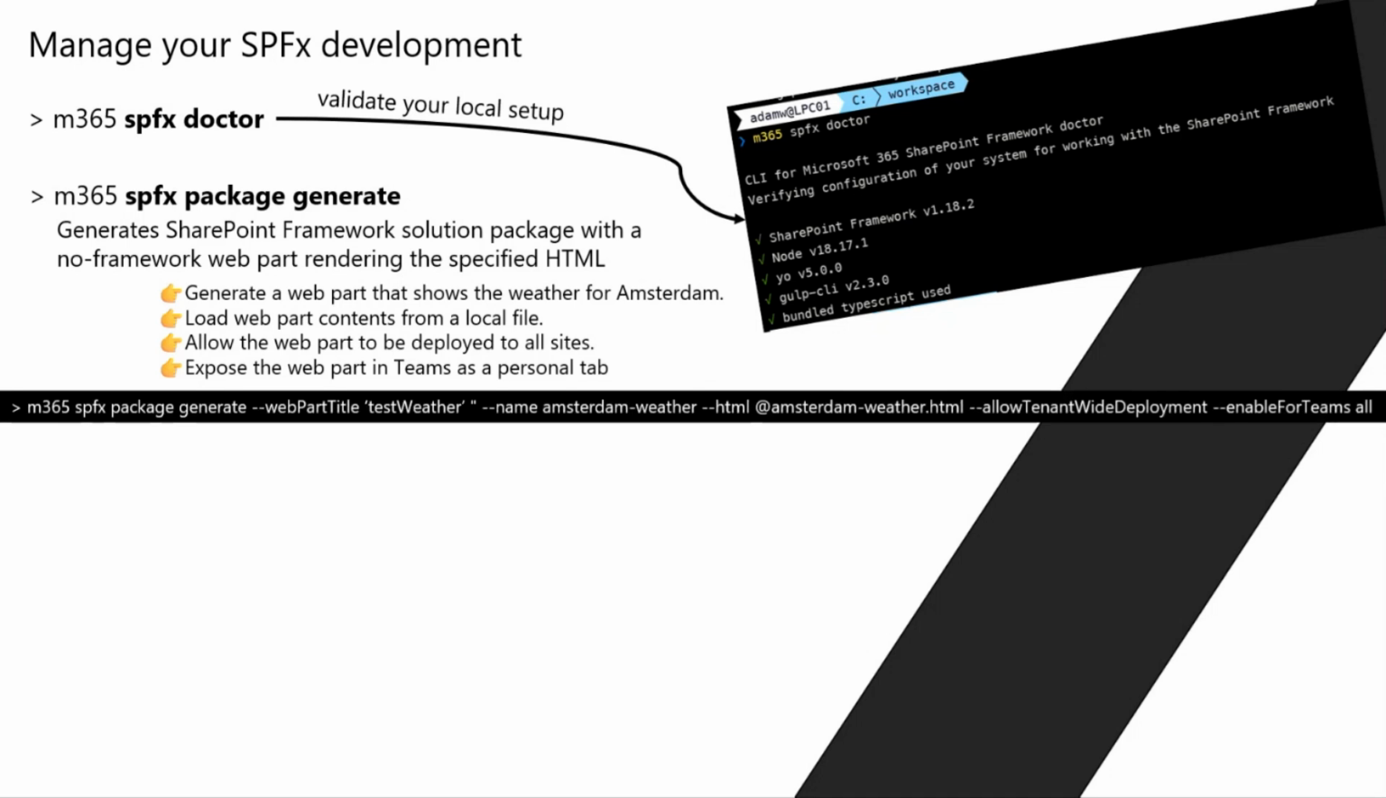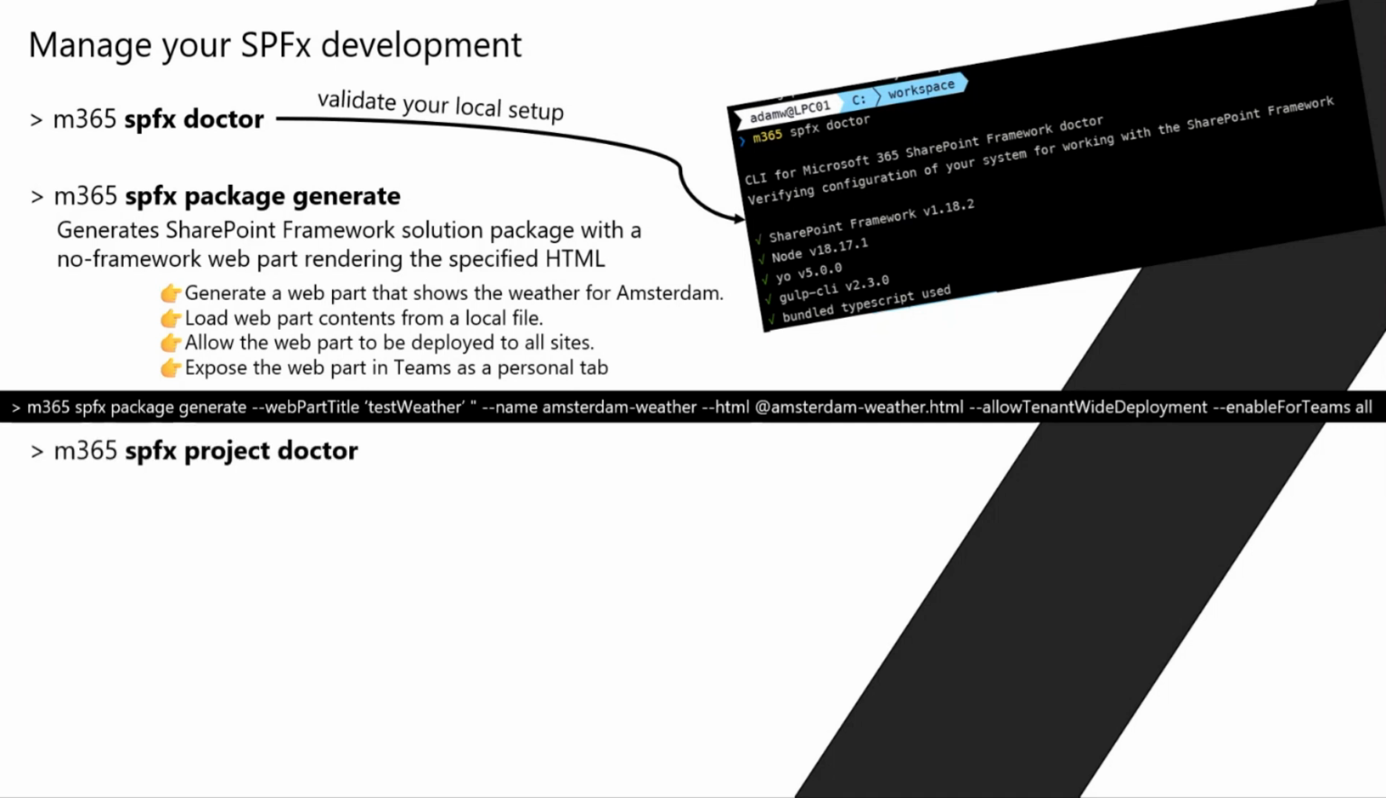Well, with the CLI, you can do it in a single line. Yeah, in a single line, and this is actually the line where you inject the HTML in the HTML option from a separate file, and you just press allow tenant-wide deployment and enable it for Teams. And that's all. And it will give you a package ready to be deployed.